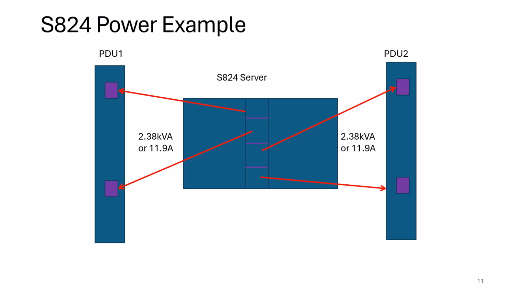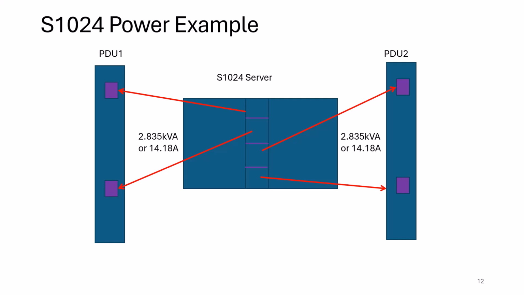This is an example for that S824. So you can see down the middle, I've got the 4 power supplies, and I take 2 of them over to one PDU, and I take the other 2 to another PDU, so that I know that each PDU has to be capable of taking 2.38 kVA, even though the maximum that you will draw is 2.38. But again, if PDU 1 fails, all that load will switch over to PDU 2, and you have to have the capacity there. This is the same example, just using a Power 10 S1024. So again, it's showing you the same thing, just the amperage and kVA are a little higher.